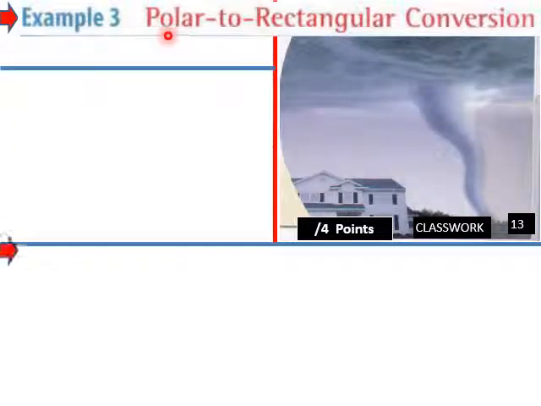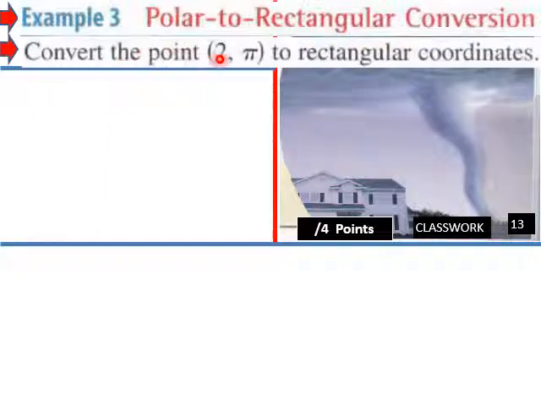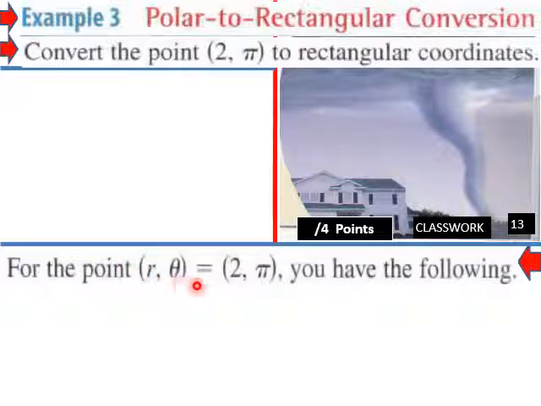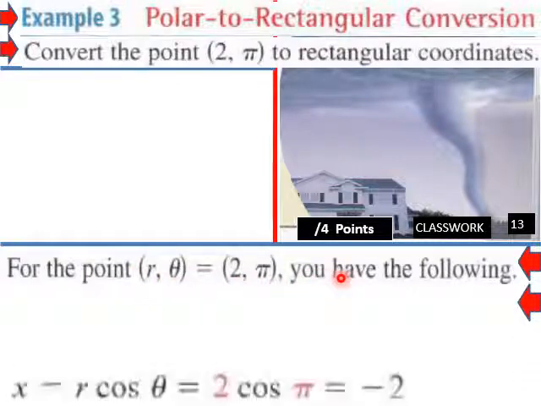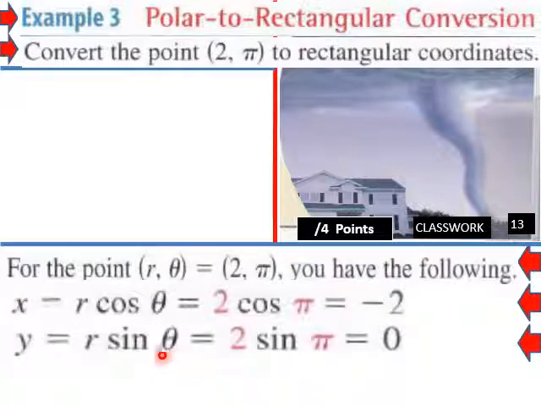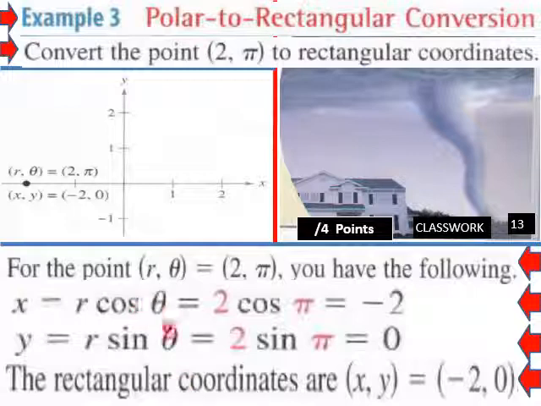Let's try one. Polar to rectangular conversion. Convert the point (2, π) to rectangular coordinates. For the point (r, θ) = (2, π), you have the following: x = r cos θ = 2 cos π = −2, and then y = r sin θ = 2 sin π = 0. So the rectangular coordinates are (x, y) = (−2, 0). So (−2, 0) would be right here.